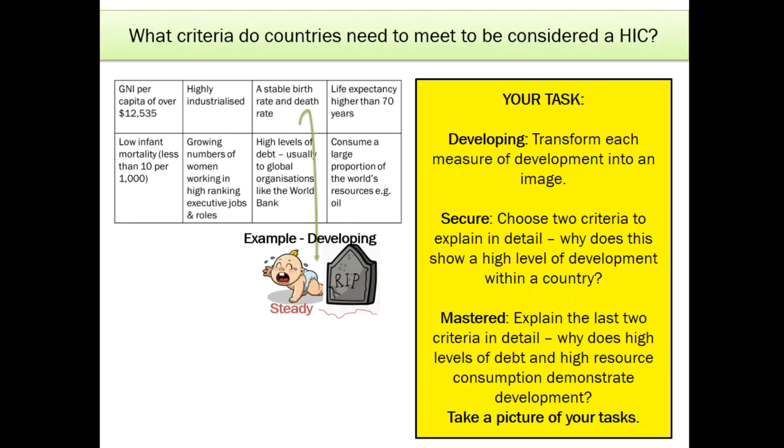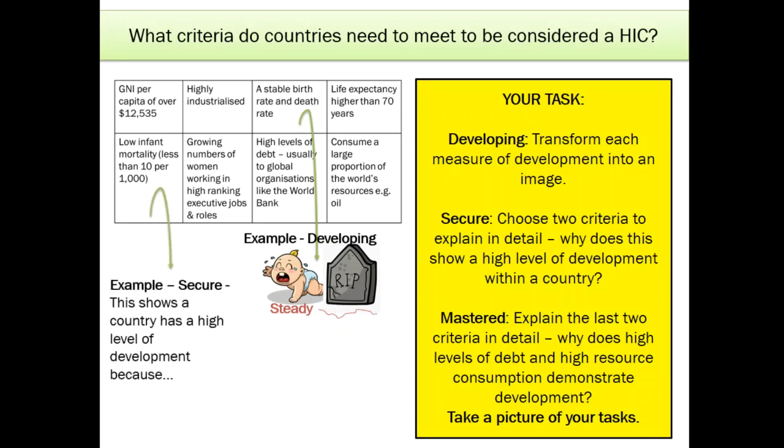Once you've done that, you can then do the secured task, which is taking two of the criteria and explaining them in more detail. So why does this show a high level of development? Again, I'll give you an example of what I'm looking for. Example secured: if we take low infant mortality, this shows a country has a higher level of development because, and you'd explain why that shows that country is more highly developed.